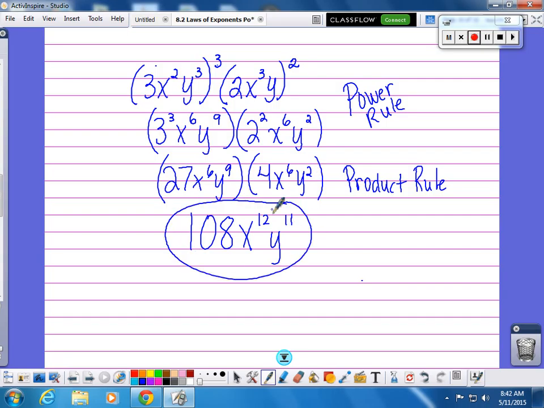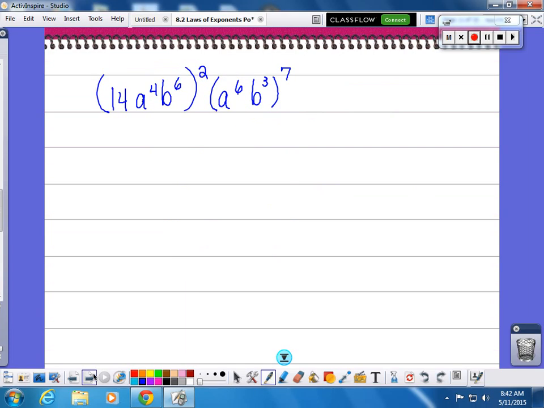So there's a problem where we use both things that we already know. And that's what the test will be like, where you'll have problems where you'll use different rules to do the problem. But that wasn't too bad either, right? You just have to keep them straight. If you're raising a power to a power, you multiply, and when you're multiplying the bases, you add the exponents. Alright, you guys try that one.